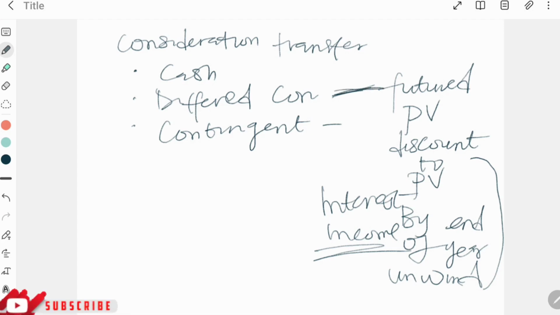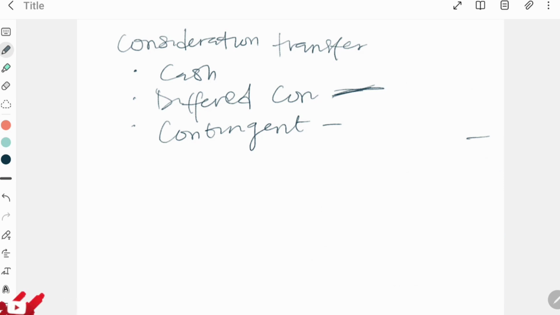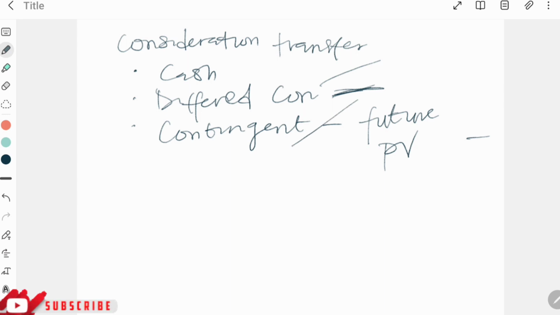Whatever future amount you have promised to pay, as long as it is going to be more than 12 months before you make that payment, always remember to bring that to present value. Remember also that contingent consideration is a future payment. You have to also bring that to present value. So deferred consideration and contingent consideration are all future payments. You have to discount that to present value. We get that, right?